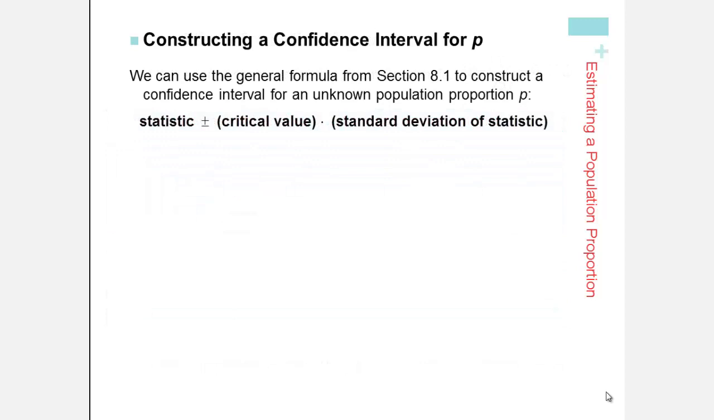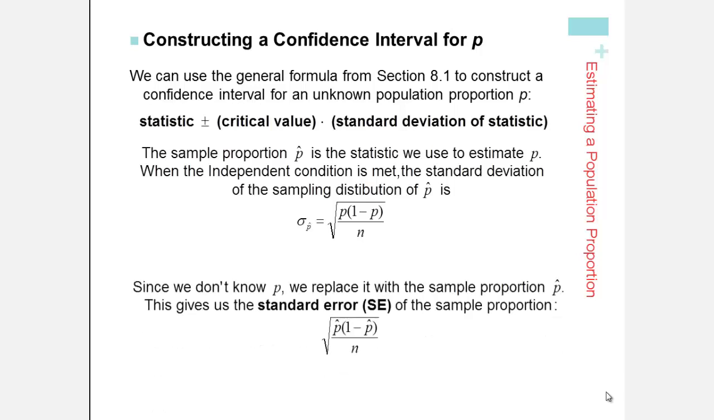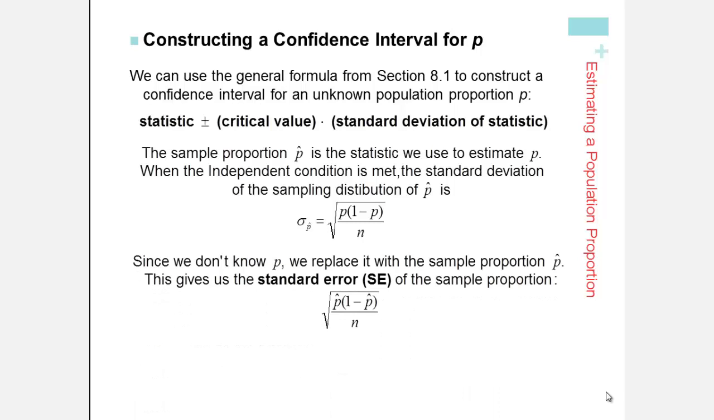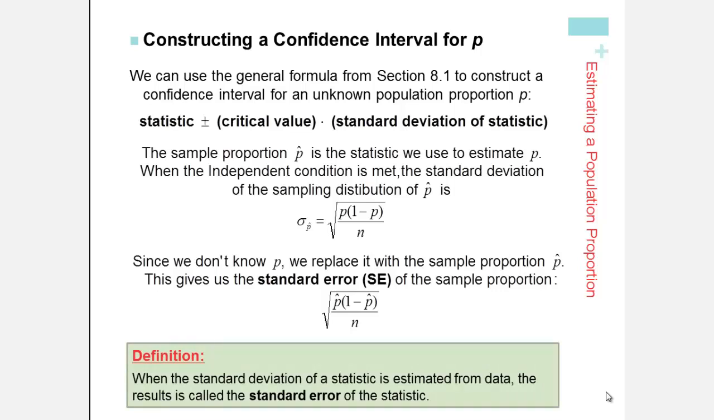To construct a confidence interval, we need three things. First, we need the statistic, p hat, which we already know. Two, we need to find what's called a critical value. And three, we need to know the standard deviation of the statistic. If we knew p, the standard deviation of the sampling distribution would be given by this formula. Since we don't know p, we use p hat instead, and this becomes our formula for calculating the standard deviation of the sample statistic. This value will then be used in the formula where it says standard deviation of the statistic.